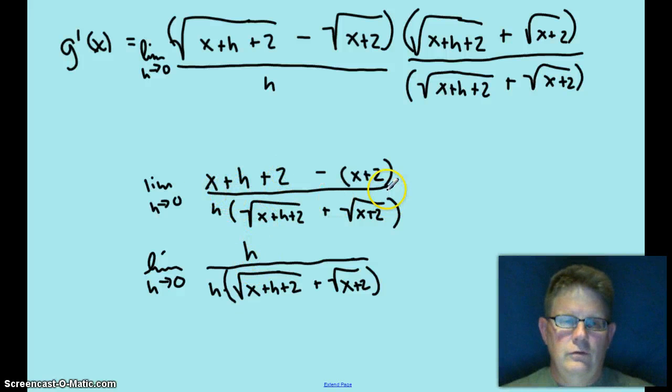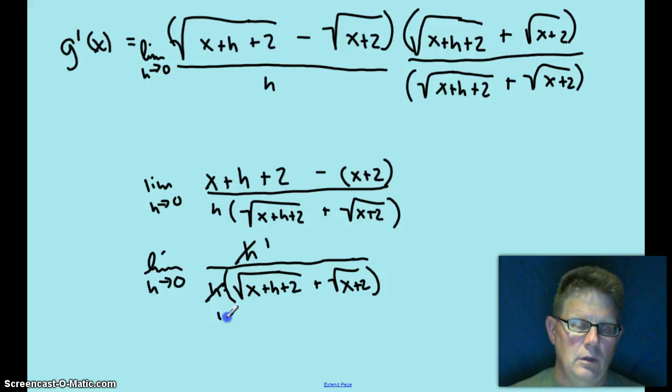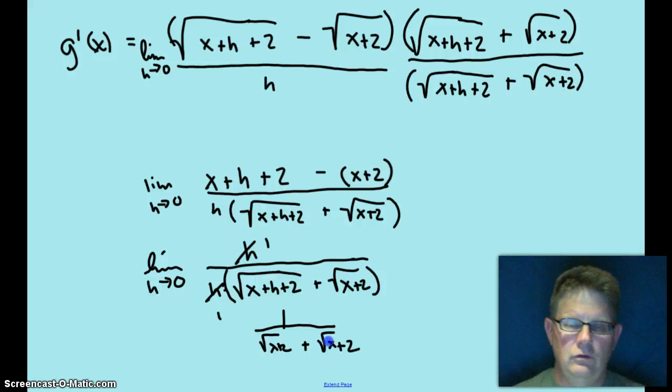Okay. The x and the 2 cancel out when you distribute this negative 1 and then combine like terms. So we've got h over that stuff, and then since this is a factor and this is a factor, we can cancel and replace with 1s. So it's going to be 1 over, and let's replace h with a 0. You're going to have the square root of x plus 2 plus the square root of x plus 2.